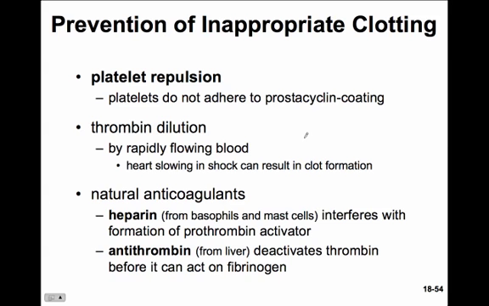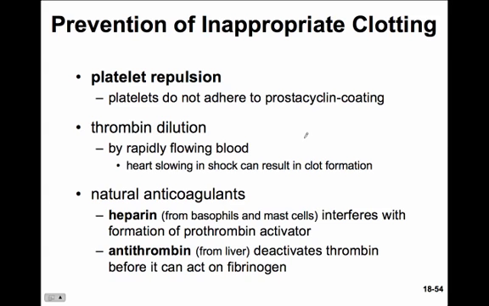There are natural anticoagulants in the blood, things like heparin and antithrombin. They interfere with the formation of prothrombin activator, and antithrombin from the liver is going to deactivate thrombin before it can even act on fibrinogen to form fibrin. So there's 3 mechanisms to prevent inappropriate clotting.